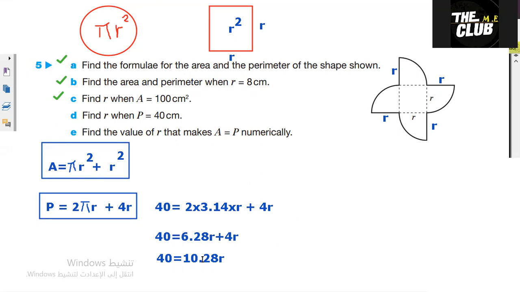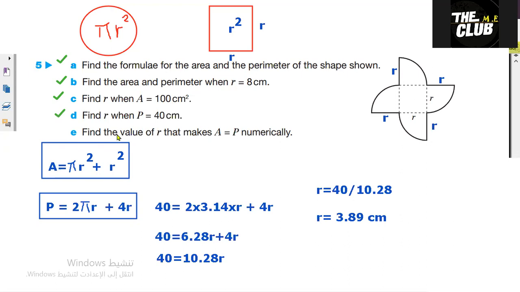And this one multiplies, so we're going to take it to the other side by dividing. So R equals 40 divided by 10.28. And the answer will be 3.89 centimeters. So this is the radius when the perimeter is 40, and this is the answer for question D.